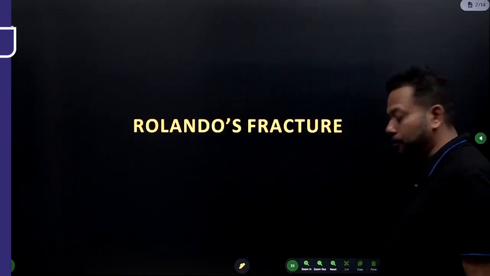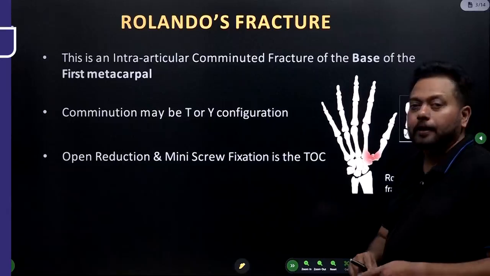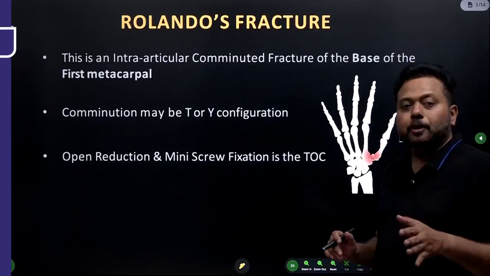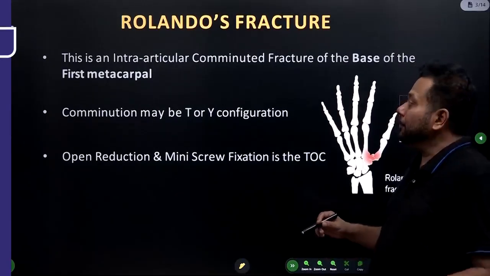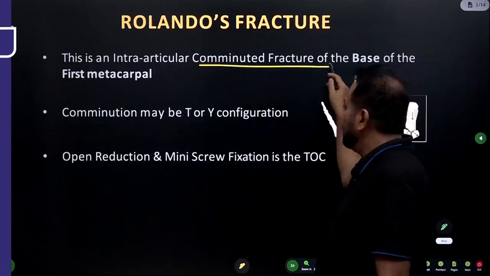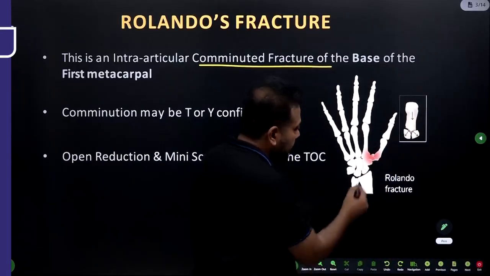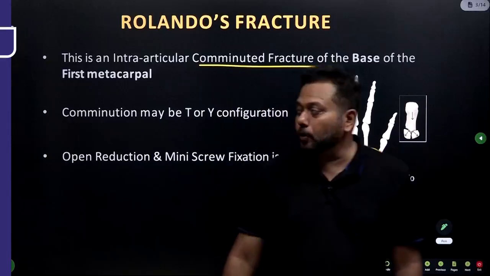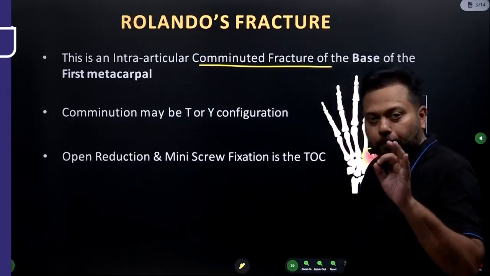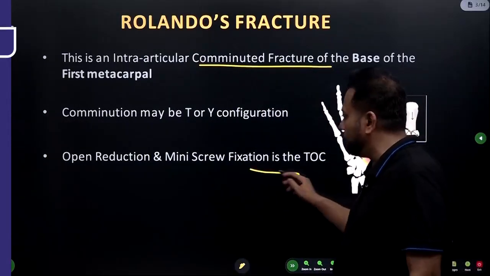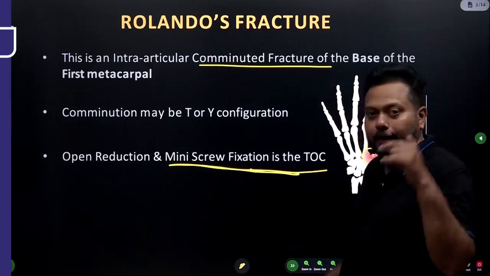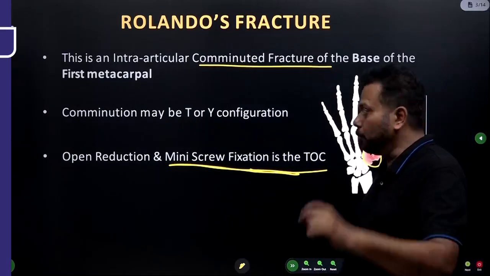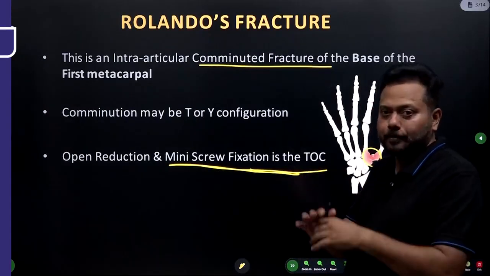Number 2, Rolando's fracture. Rolando's fracture is the same thing. It is an intra-articular fracture at the base of the thumb metacarpal, which is comminuted. Look here, you see here, the base is totally comminuted like this. Then it's called Rolando's fracture. Open reduction internal fixation with mini screw is the treatment of choice. There one K wire is enough. Here it needs a screw fixation because it's thrown into many pieces, comminuted.